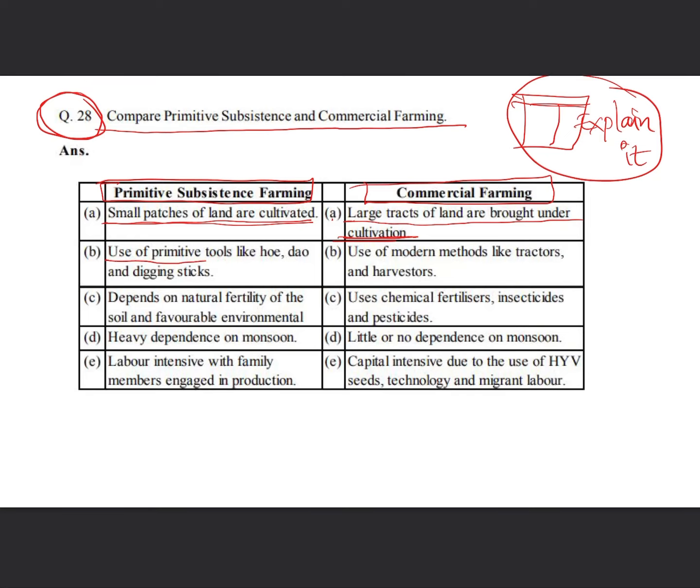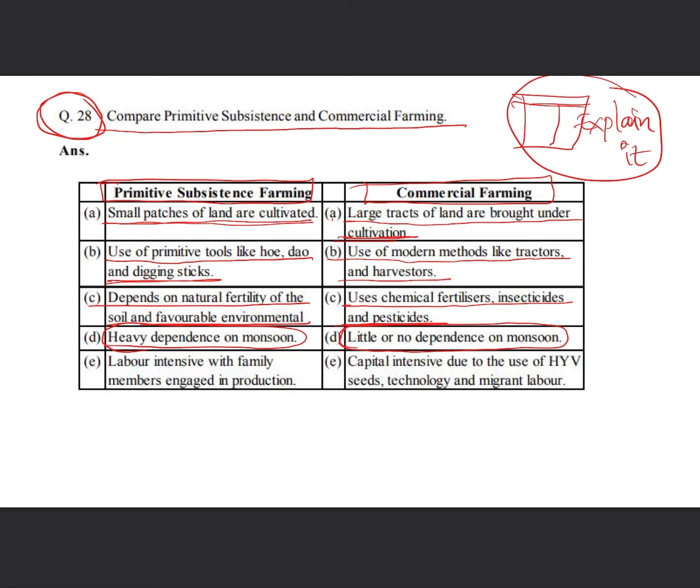Second point, use of primitive tools like hoe, dao, and digging sticks are done in primitive subsistence farming. But in commercial farming, we use modern methods like tractors and harvesters. Third point, primitive subsistence farming depends on the natural fertility of the soil and favorable environment. But in commercial farming, use of chemical fertilizers, insecticides, and pesticides is done. Fourth, primitive subsistence farming heavily depends on monsoon, but in commercial farming, there is little or no dependence on monsoon.